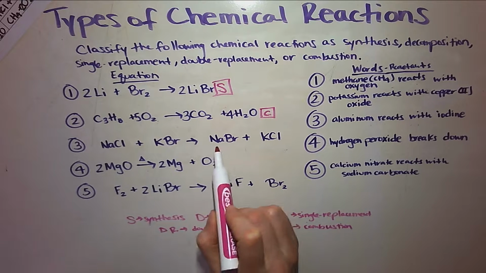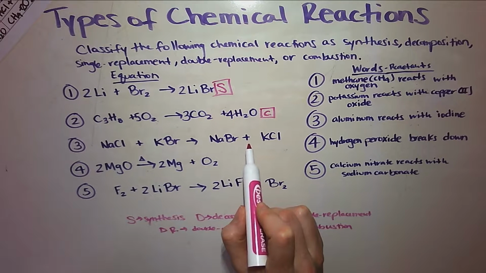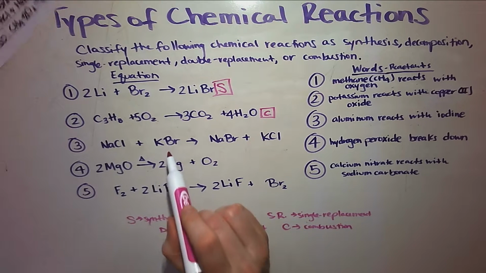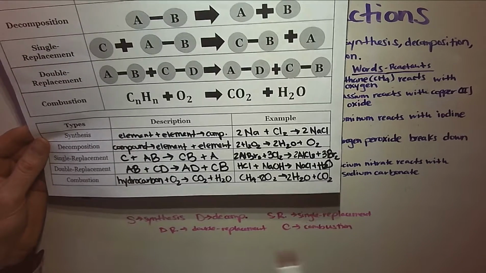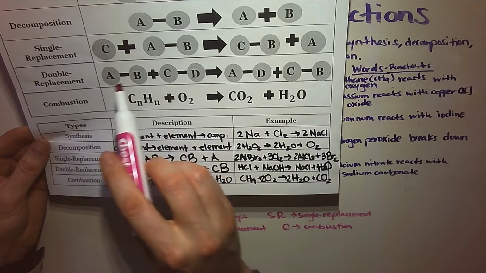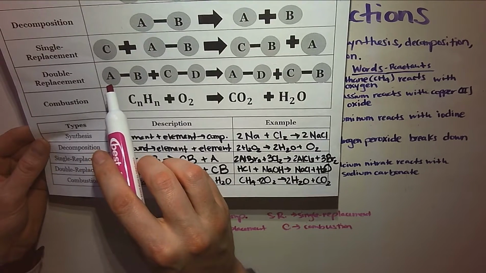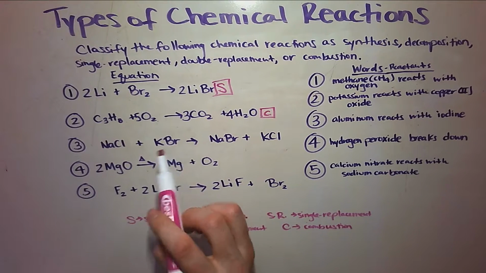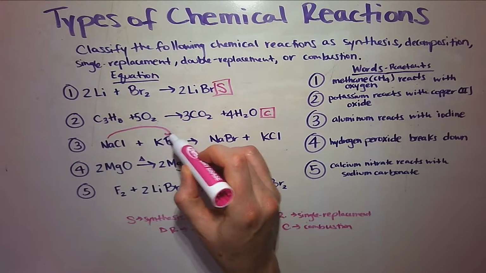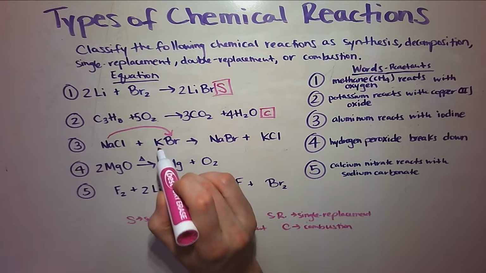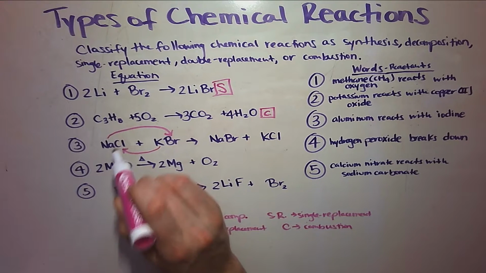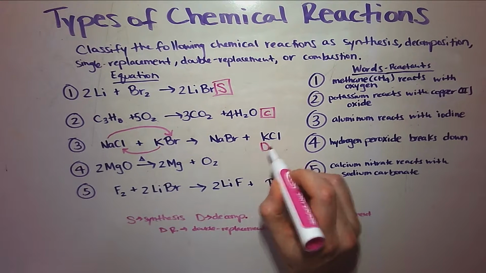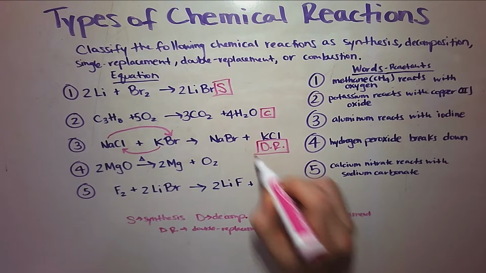All right, number 3, I have NaCl, or sodium chloride, reacting with potassium bromide. And on the product side, I'm getting sodium bromide plus potassium chloride. So I have a compound plus a compound. I'm going to look at my sheet. Compound plus a compound, you can either look at the visual. So this would actually be a double replacement reaction. So 2 compounds come together and they switch partners. Sodium took the bromine from the potassium, and potassium will bond with chlorine in these new compounds. So this is a double replacement reaction.